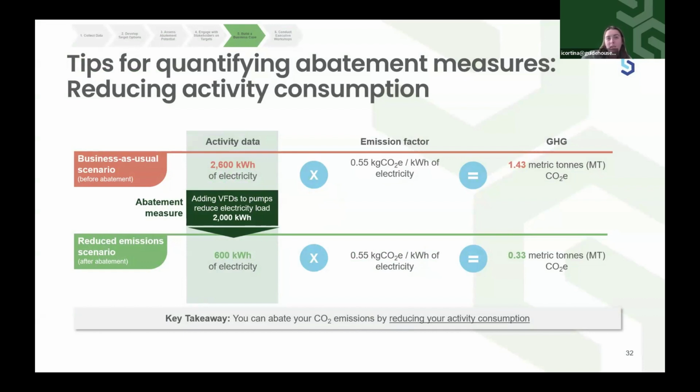the emission factor. In this example, we're looking at how variable frequency devices or VFDs can reduce energy and lead to both emissions savings and ultimately cost because you're using less energy. In a business as usual scenario, in the top red part of this screen, the motor is consuming 26,000 kilowatt hours of electricity, which leads to 1.43 metric tons of CO2 annually.